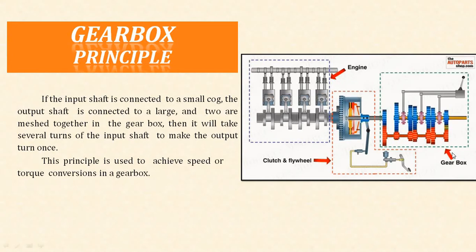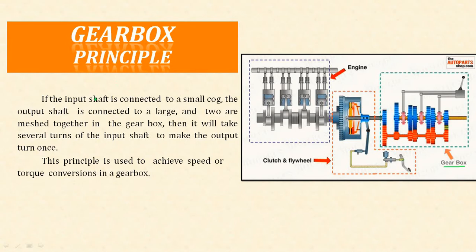Now you can see the figure. In this figure, that is a gearbox. After transmitting the power from the engine to the flywheel and the clutch arrangement, it comes to the gearbox. To vary the speed or speed ratio, we can use the gearbox as per the requirement of the vehicle condition or road conditions. We can vary the speed.